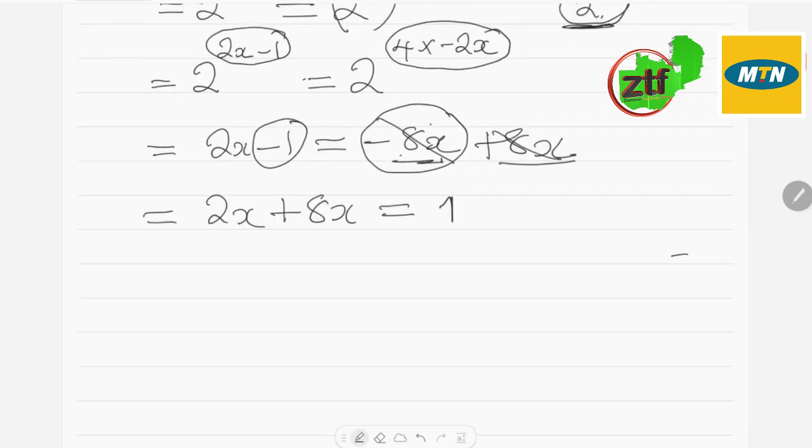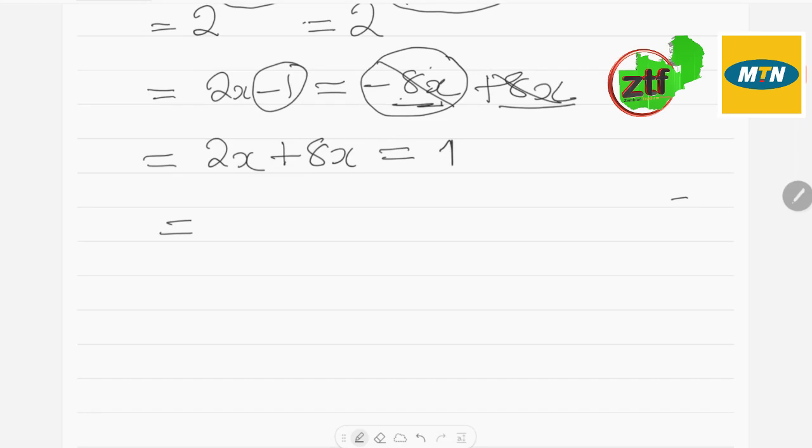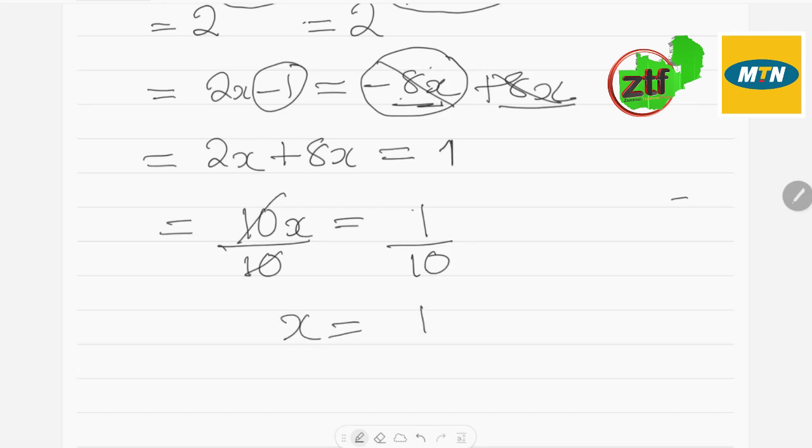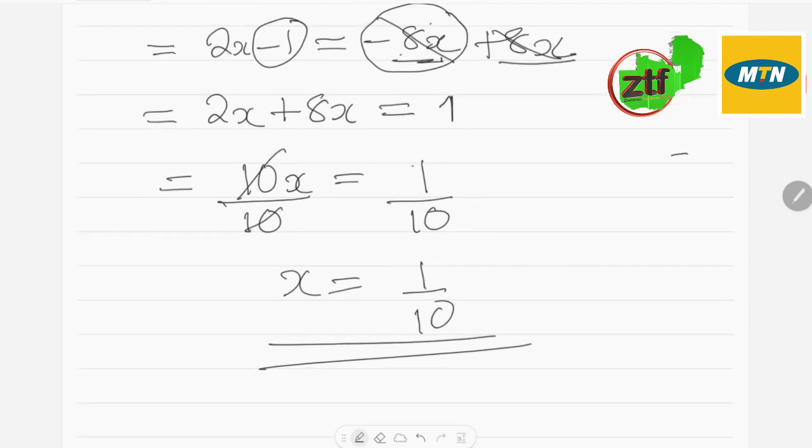Right. So from there now, it's very easy. It's an easy linear equation that you can solve without problems. When you add 2x plus 8x, you have 10x equals 1. And here we are solving for x, because when they say solve, they are simply asking you to find the value of the unknown. So we divide throughout by 10, and then we are going to have x equals 1 over 10. So there you go. You have solved that equation in accordance with the question that has been asked.